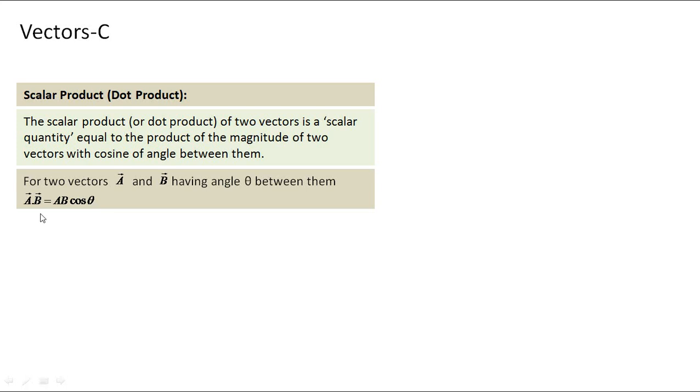We denote this kind of multiplication using a dot sign. That's why we call it a dot product. So the moment we see two vectors with a dot placed between them, it indicates a multiplication, specifically the dot product of two vectors.